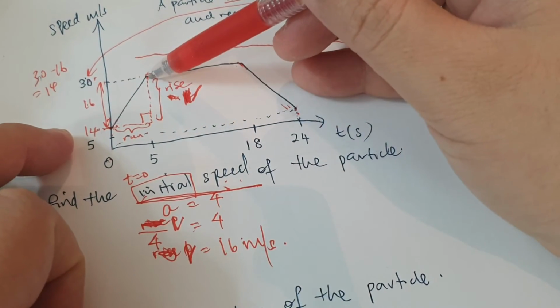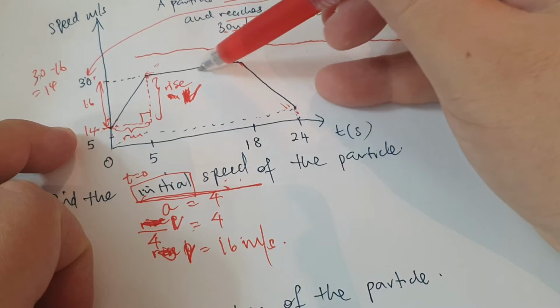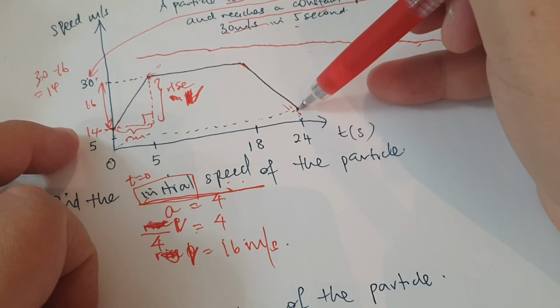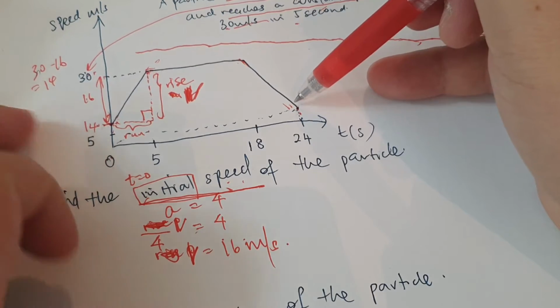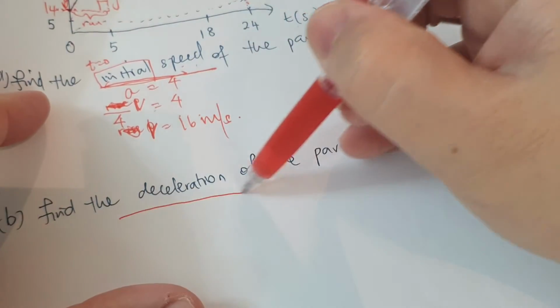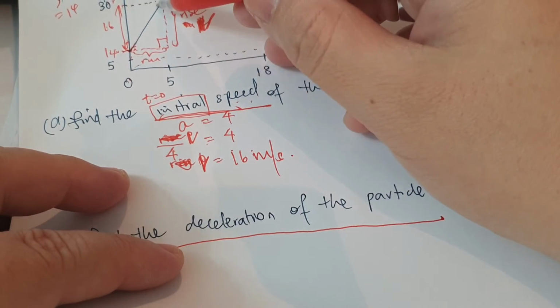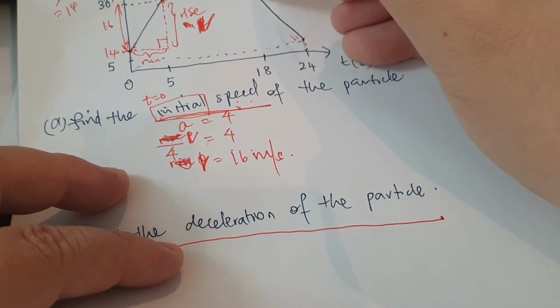Then it goes up, increases the speed, then remains at a constant speed. Later, it slowed down, but it didn't go to 0, it stayed here. Then they ask you now to find the deceleration. You know this is acceleration, constant speed, and deceleration must be here.